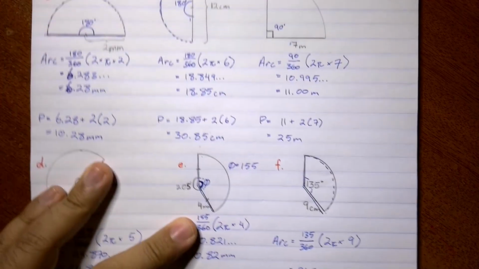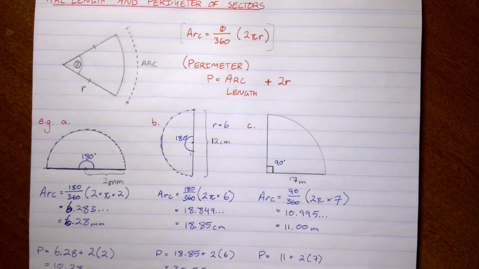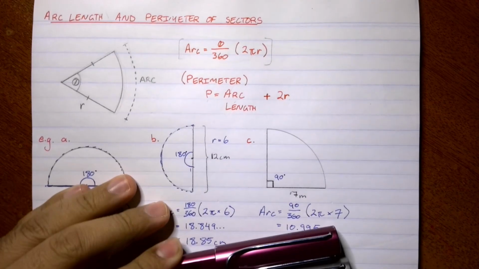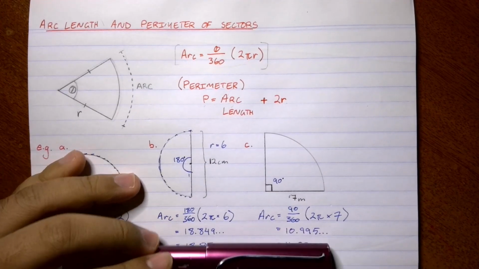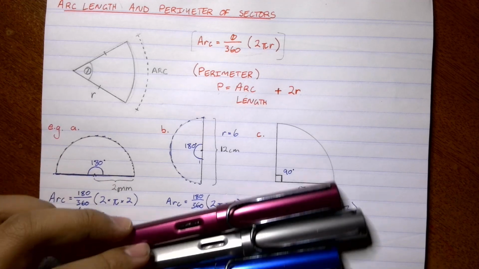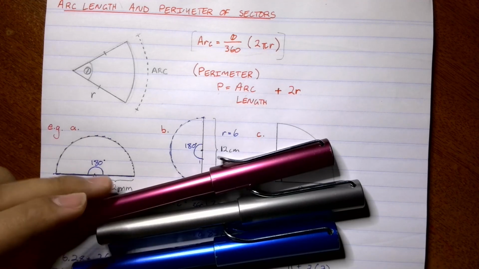So I hope that gave you an insight to calculating both the arc length of a circle, of a sector, sorry, and to calculate the perimeter of a sector. Best of luck.